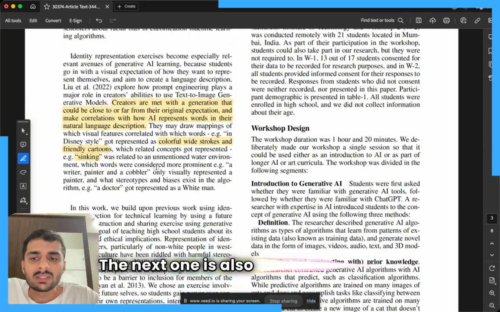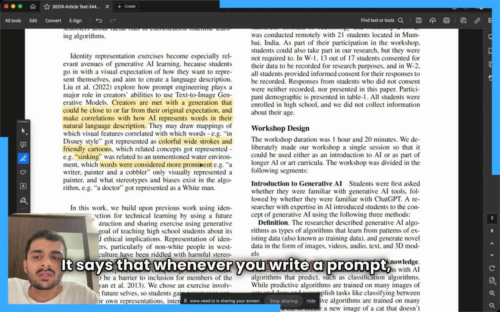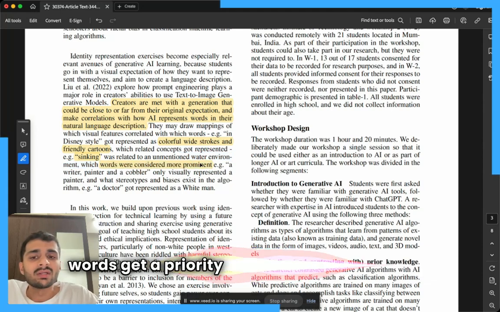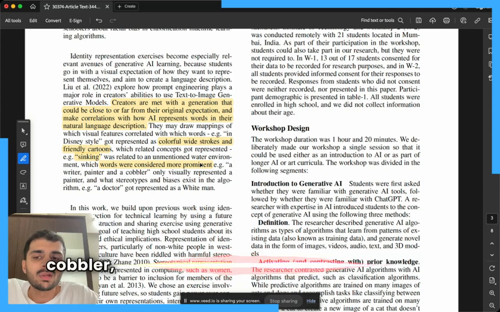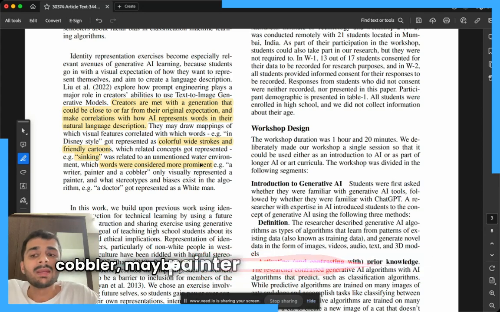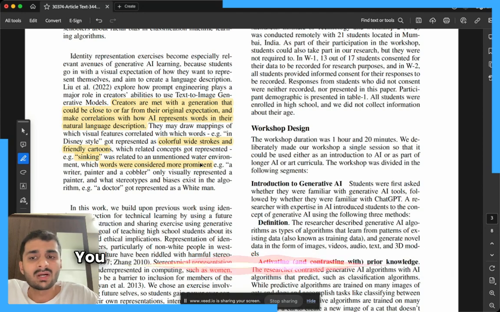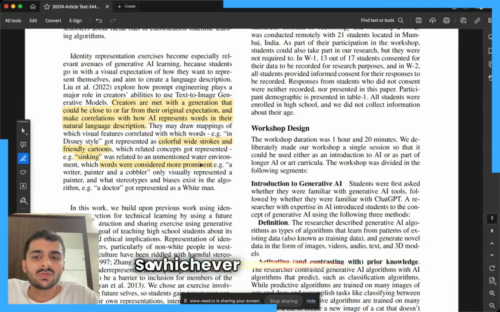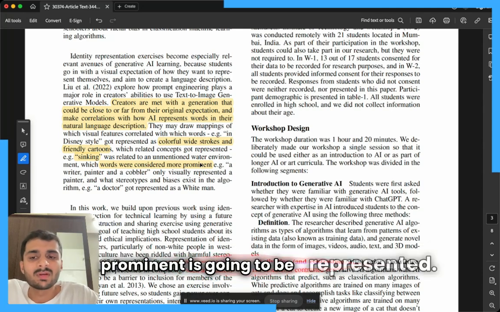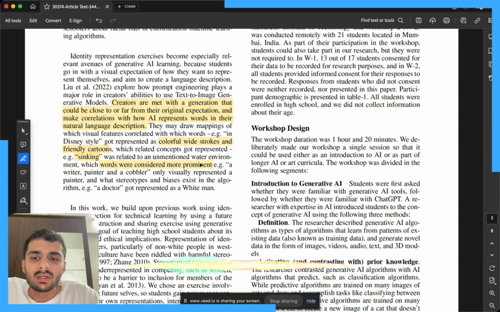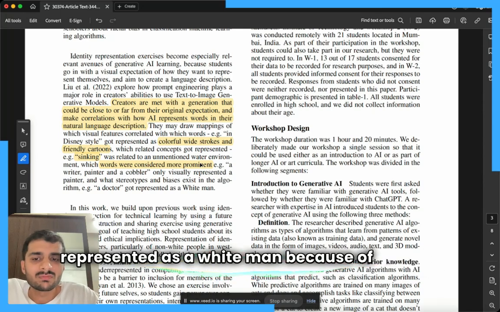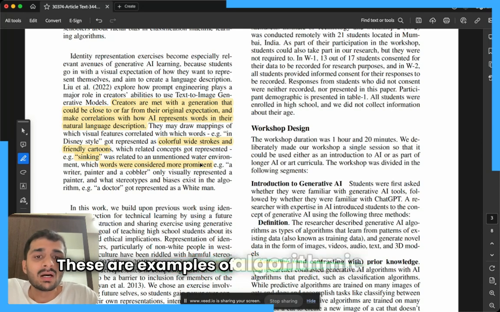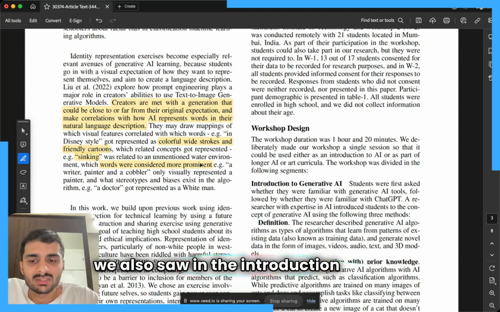The next one is also quite new for me. It says that whenever you write a prompt, some words get a priority compared to other words. For example, if I write writer, painter, and a cobbler, maybe painter is represented at the top. You can't get something which is a mix of all three. So, whichever one is the most prominent is going to be represented. And then stereotypes: if you write doctor, most probably it will get represented as a white man because of existing biases. These are examples of algorithmic biases, which we also saw in the introduction section.